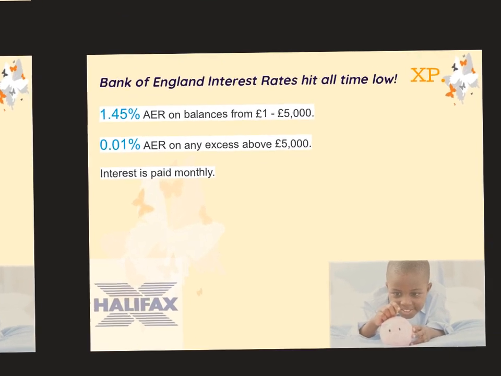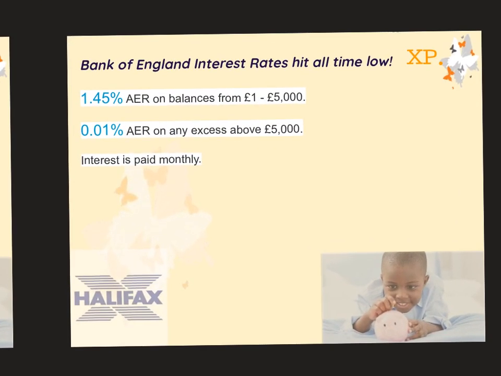Right, and then what happened, I got a letter from Halifax saying that the interest rate on the Kids Savers account has gone down from 2% to 1.45%, and for anything over £5,000, instead of 0.02, it's 0.01.